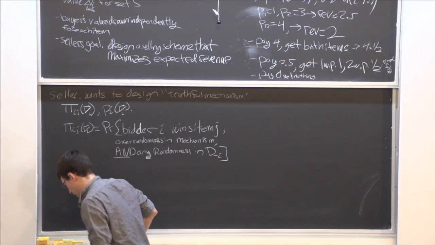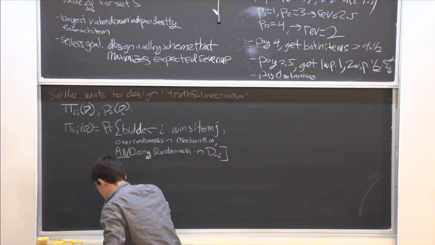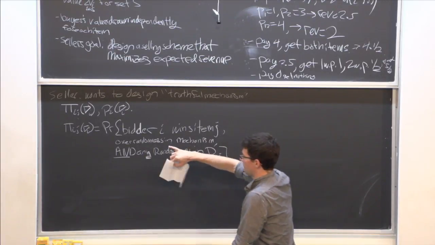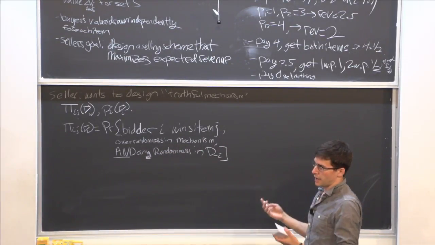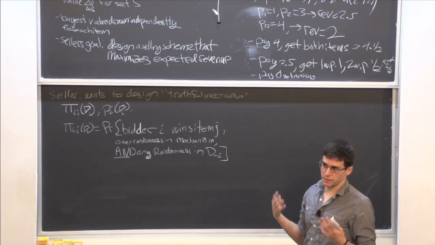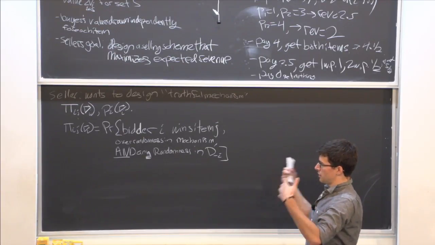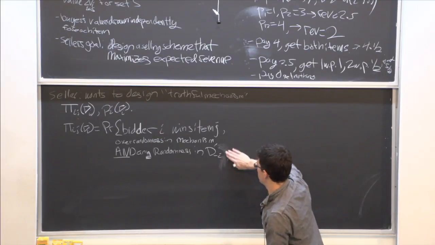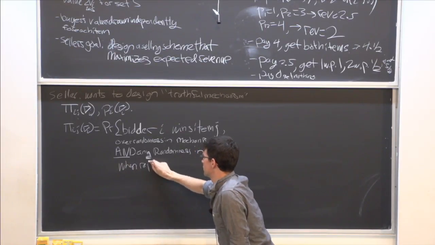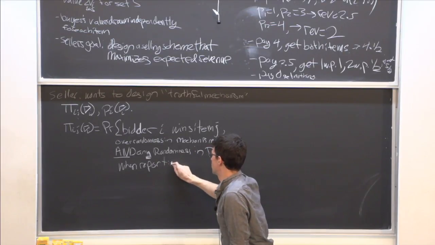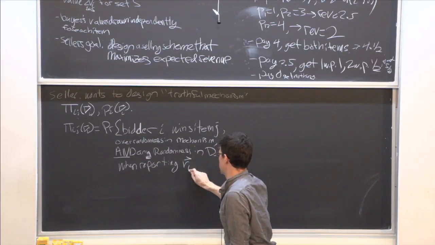Okay, so what this means is, this is going to define for whatever mechanism you come up with, for any bidder and any item, you can define the following probability. The bidder shows up, whoops, there's one thing missing, when reporting v_i.